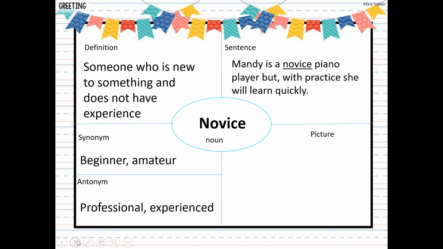So our word is novice. It is someone who is new to something and does not have experience. The sentence is, Mandy is a novice piano player, but with practice she will learn quickly. Synonyms are beginner and amateur. Antonyms are professional and experienced.